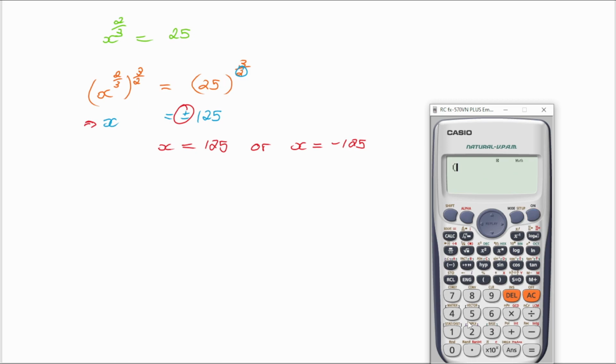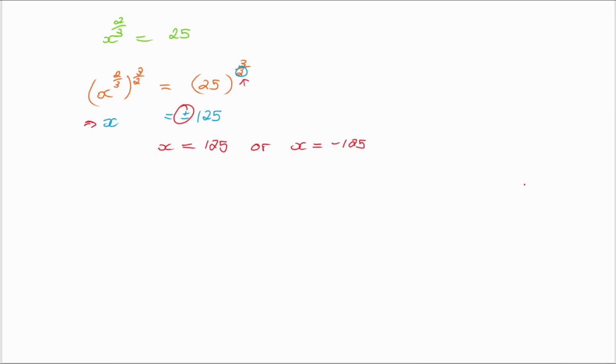All right, remember the bracket, it is important. So we get 25 to the power of 3 over 2. If we do it in the calculator, we only get 125. But we need to identify what I've circled here in blue. If this is an even power here at the bottom, then we have to do plus or minus.